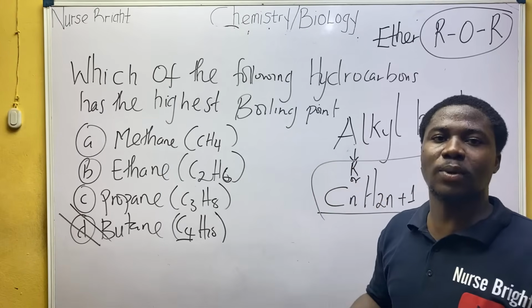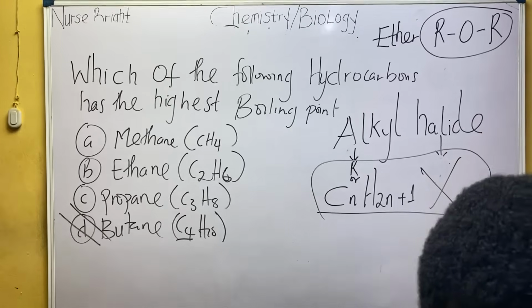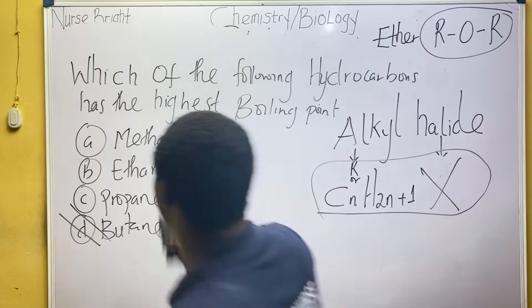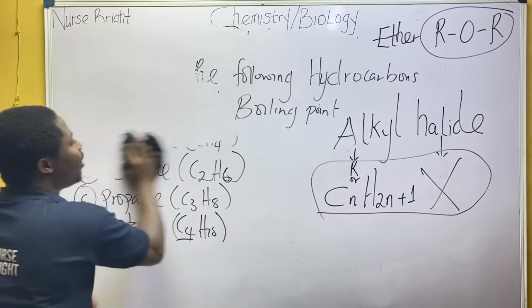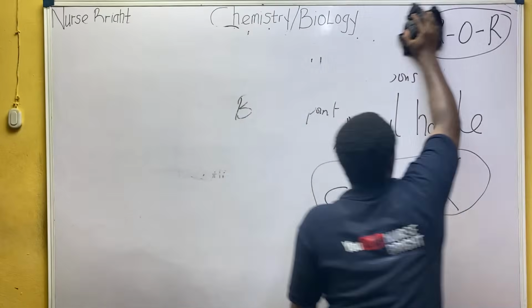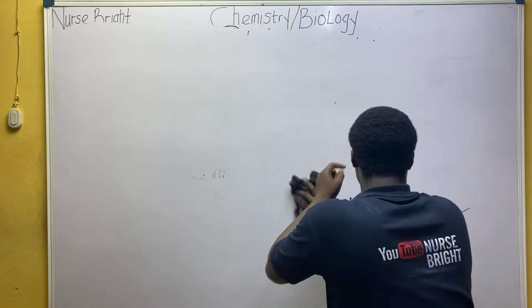As a student, you are supposed to familiarize yourself with what we call alloys. It usually comes out in the JAMB exam. What are alloys? Alloys are metallic mixtures. Note that. So you are supposed to know that.